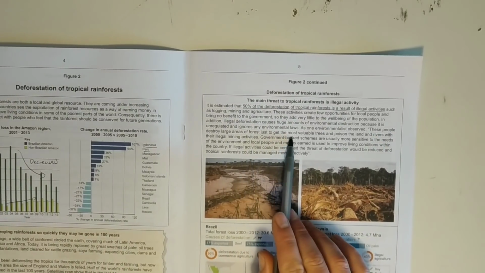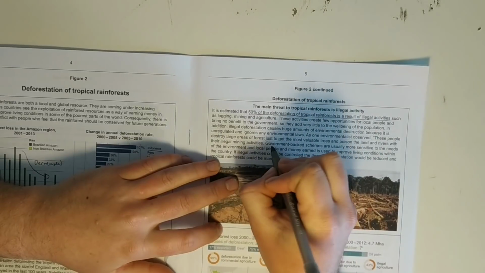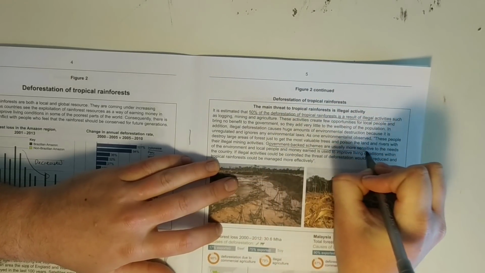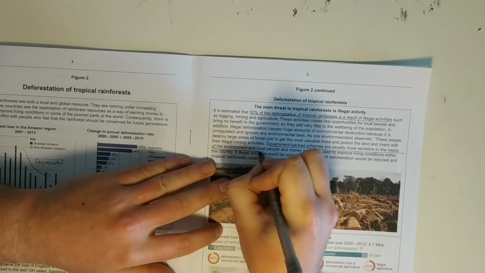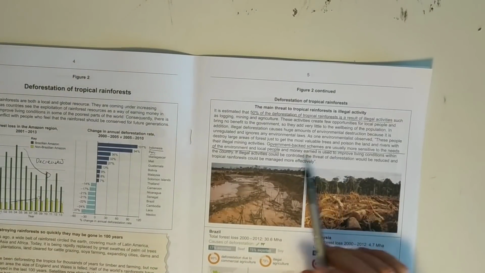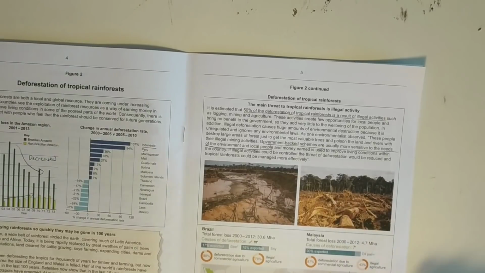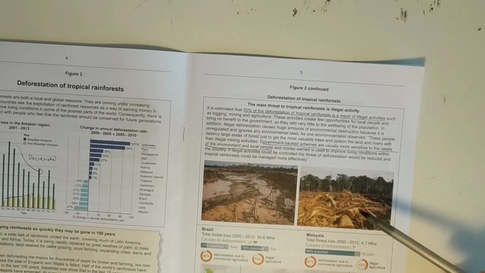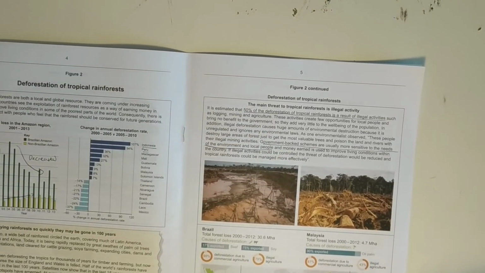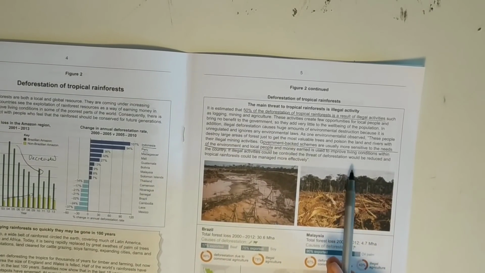Let's carry on. If we look at legal ones, government-backed schemes are usually more sensitive to the needs of the environment and local people. And that's the most important thing. Remember, if governments want to chop down trees and companies work in partnership with the government, we get tax back into that system and we start to improve the lives of people. If we just have illegal rainforest logging, people just take that money and run.